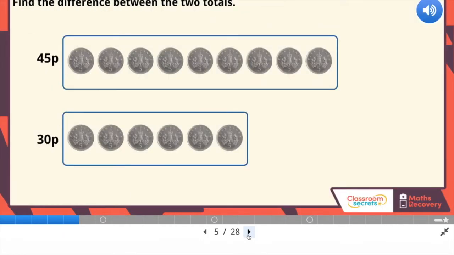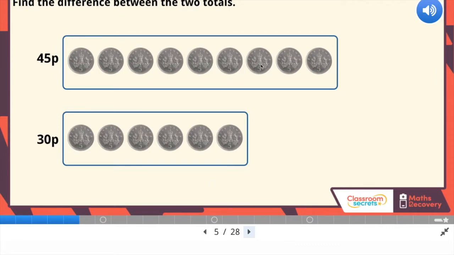Now we can do this with totals as well. So find the difference between the two totals below. The first one is 45p, and the total has been made with 5p's. And then there's the 30p here. Find the difference between them. So how much money is there between them? How much more is there in the bigger amount, the 45p, than in the smaller amount?